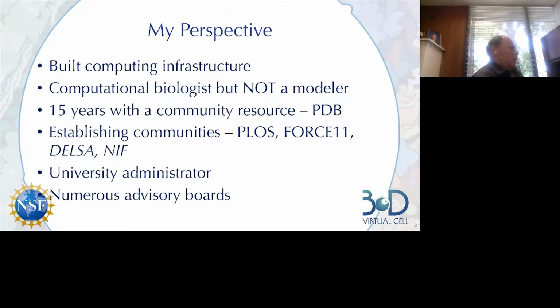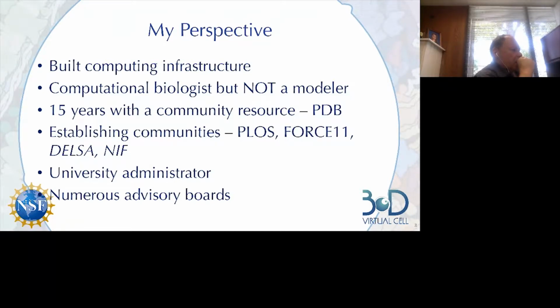I'm also a university administrator, an associate vice chancellor of innovations for UCSD, and I've only been doing that a little over a year, but I do that half-time, so it's given me somewhat of a different perspective. So I end up fighting with myself a lot because the rest of the time I'm a faculty member.